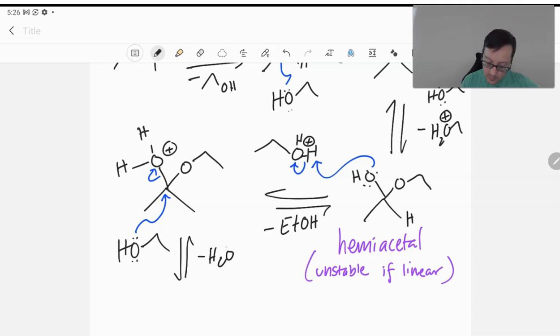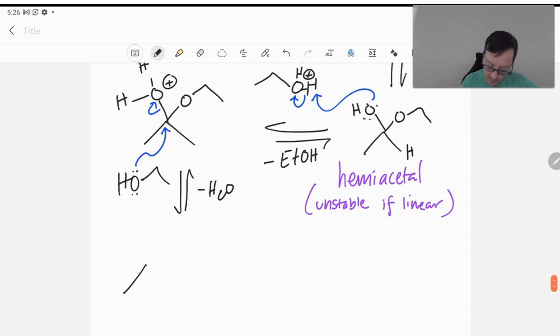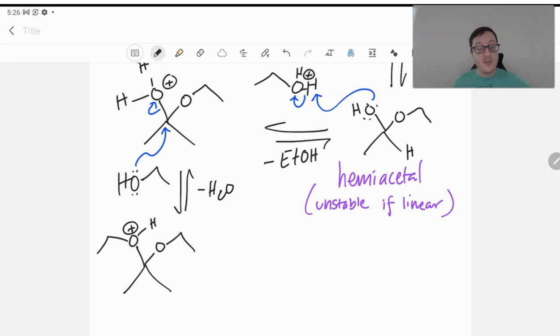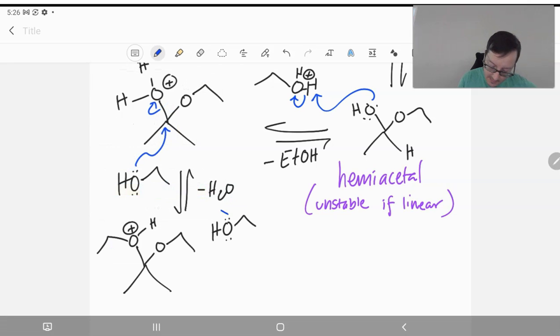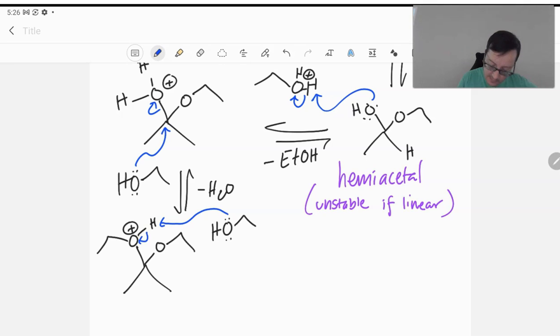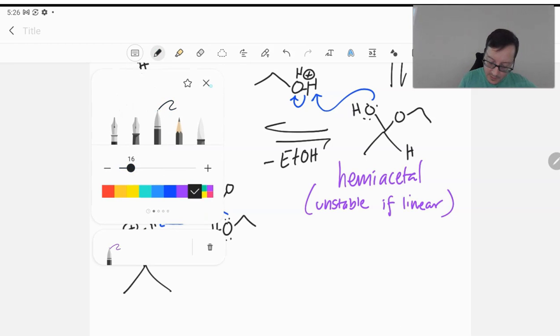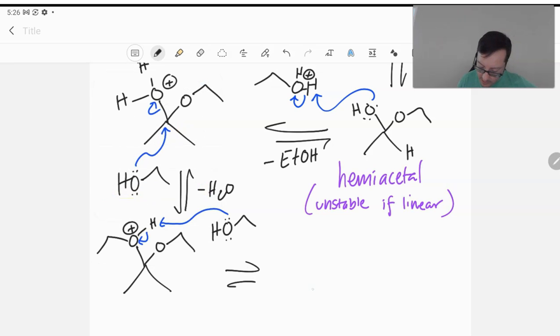So we have lost water in this step. We have the following, and as before, it's protonated. As we know, the last step in an acid-catalyzed process is deprotonation, and that is exactly what's going to happen next. So we'll have another molecule of ethanol come along and deprotonate it, leading us to our acetal.